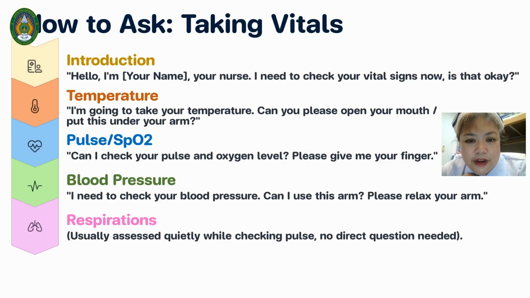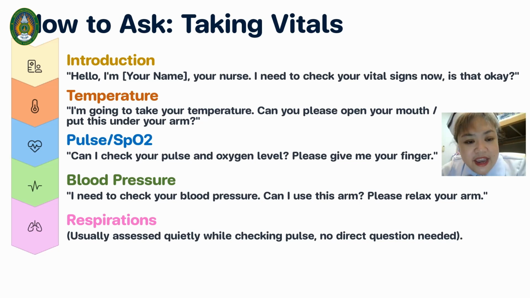Now, when taking vital signs, we need to explain what we are doing clearly and politely in English. Here are some common phrases that you can use when interacting with an English-speaking patient. Remember to introduce yourself first, like this: Hello, I am Natalia, your nurse. I need to check your vital signs now. Is that okay?